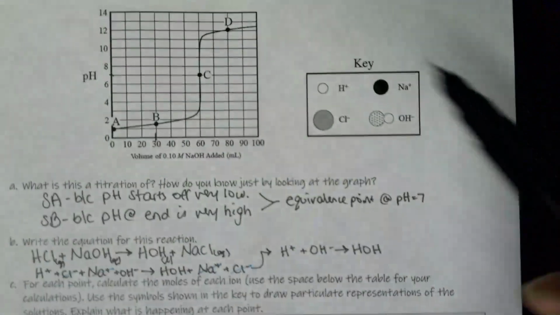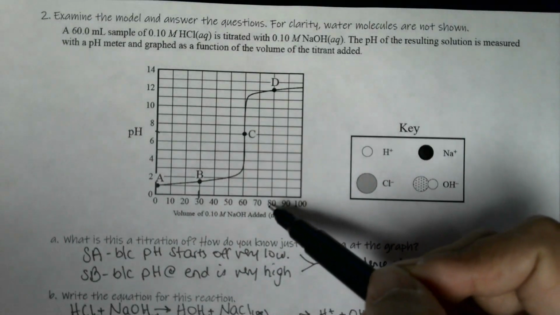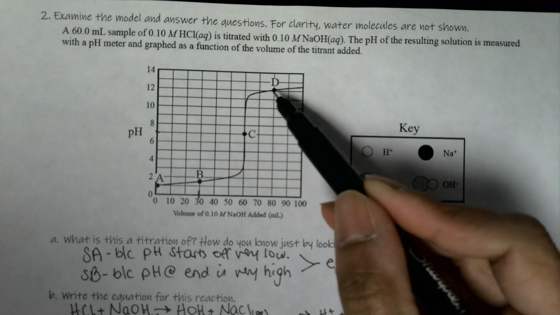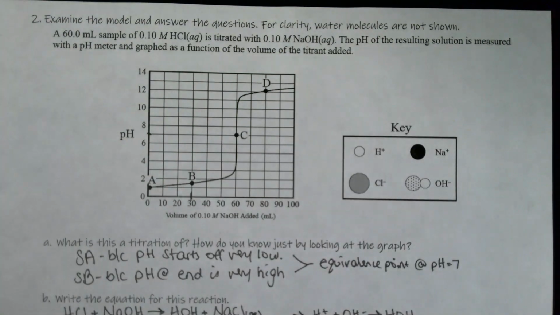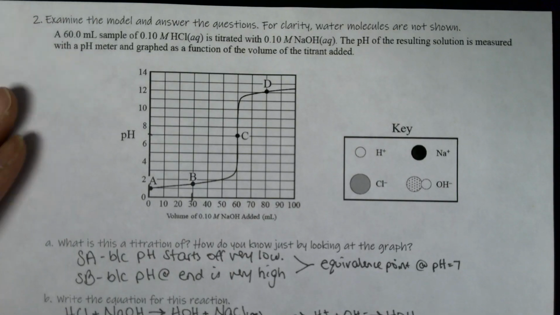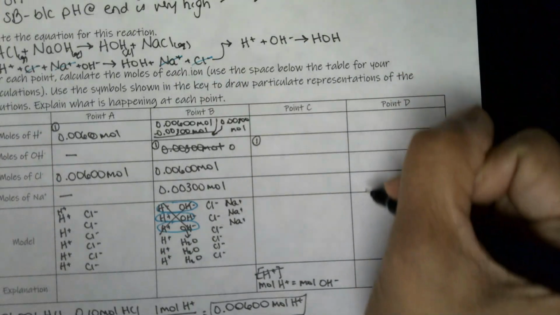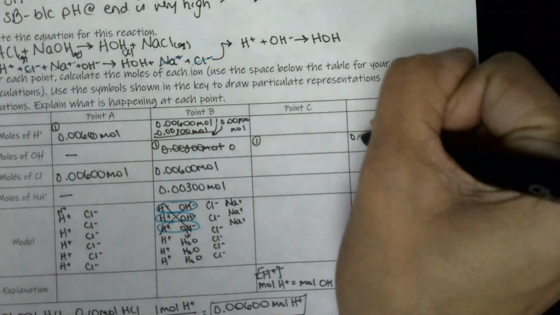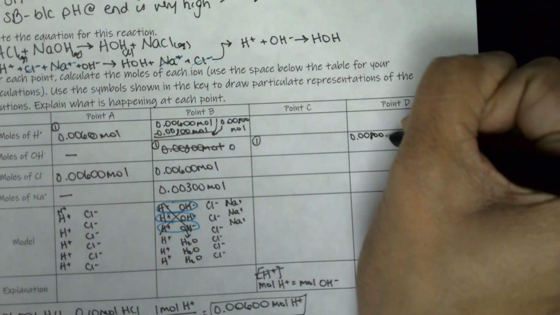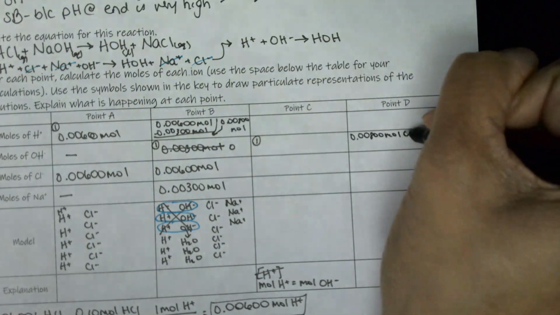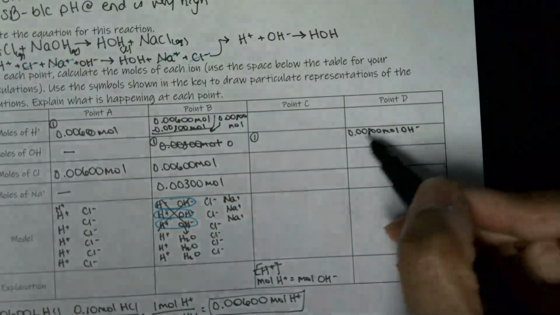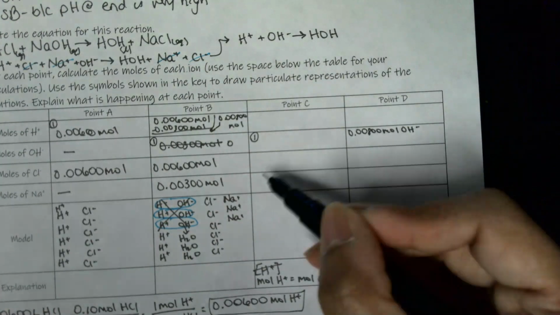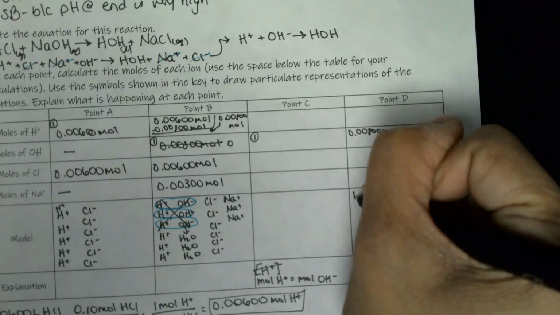And then point D, we end up with 80 mils of NaOH. And so here we have an excess of OH minus ions in there. When we do the math for that, we end up with 0.00800 moles total of OH minus. 0.006 of them were tied up with water. So I'll show that over here.